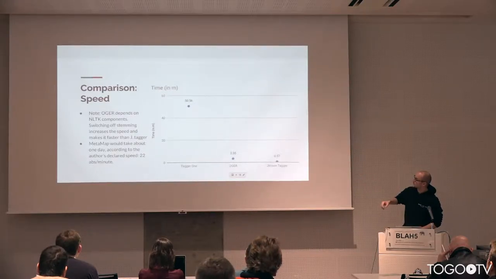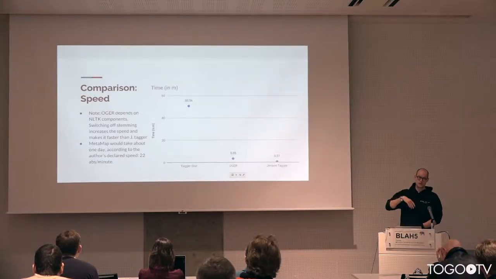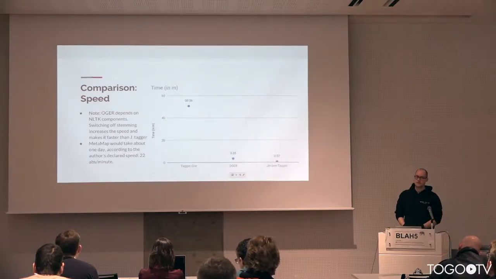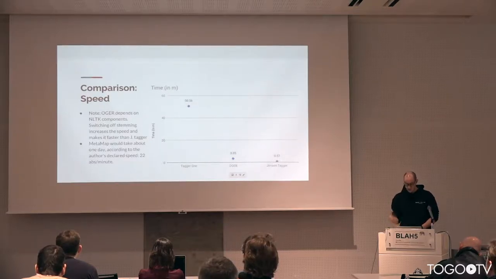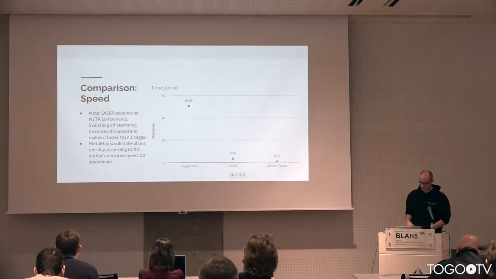Ogre runs moderately fast, and then the Tagger 1 is a bit slower. Ogre includes a stemming part that's based on NLTK, so you can switch that one off, and then it runs comparably fast to the Jensen Tagger, which is important if we're dealing with big amounts of data, because then it's already starting to come with Tagger 1 into a time range where it becomes prohibitively slow.